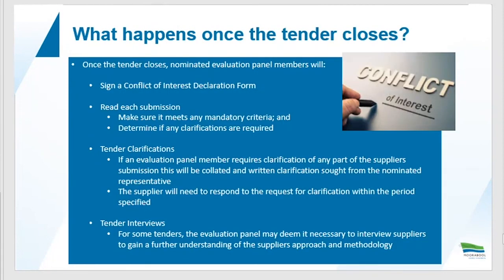So once the tender has closed, the nominated evaluation panel members will all complete a signed conflict of interest declaration form. They will go through and read each submission, making sure that it meets any of the mandatory criteria and determine if any clarifications are required from the submitting business. If we do have tender clarifications, the evaluation panel member will collate all of those, and we will try and do that as a consolidated panel and approach you as a single business to provide that clarification for us so that we can appropriately evaluate your submission.